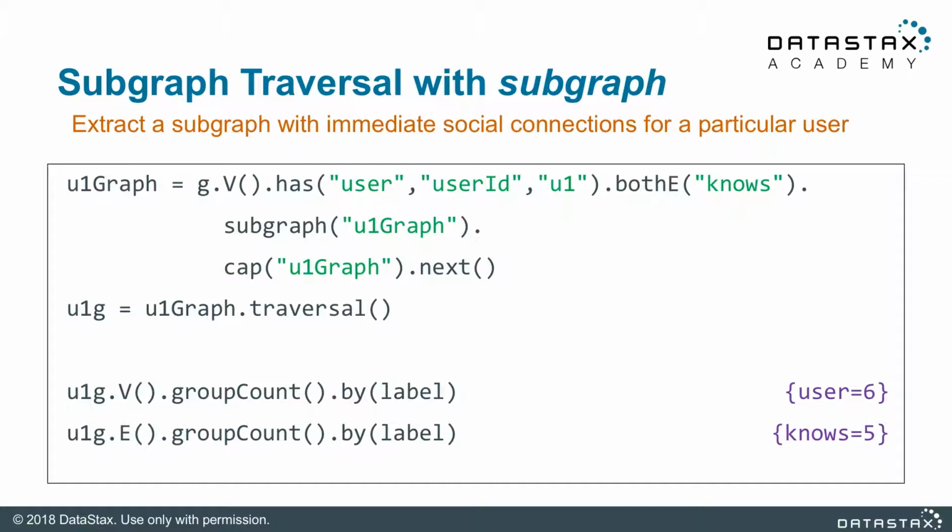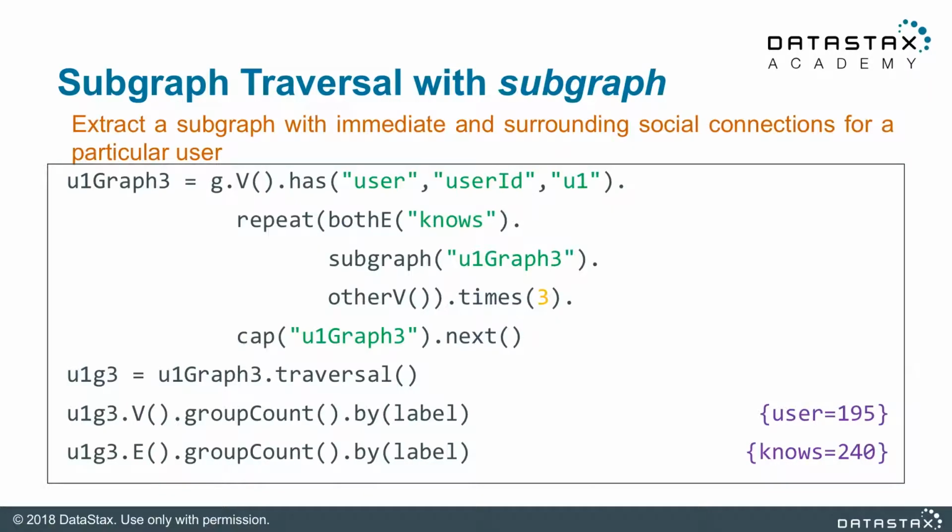In the results of this traversal, we see that we get 6 users. Of course, they're only going to be users because of our social network schema. We know that this edge only connects users. Keeping in mind, this will be the original U1 plus 5 other people that U1 knows. Then, we will count the edges by label and find that we have 5 of them, the U1 vertex, and 5 edges to the 5 people that U1 knows.